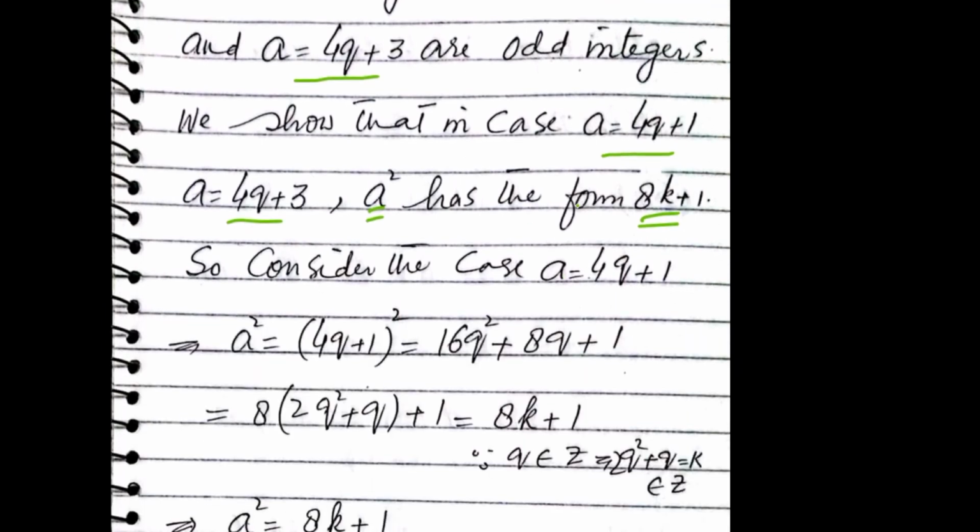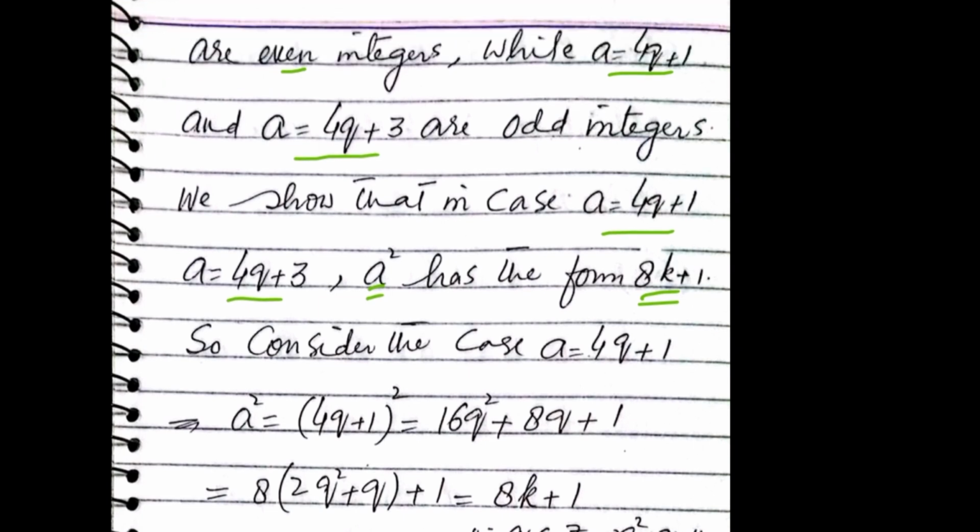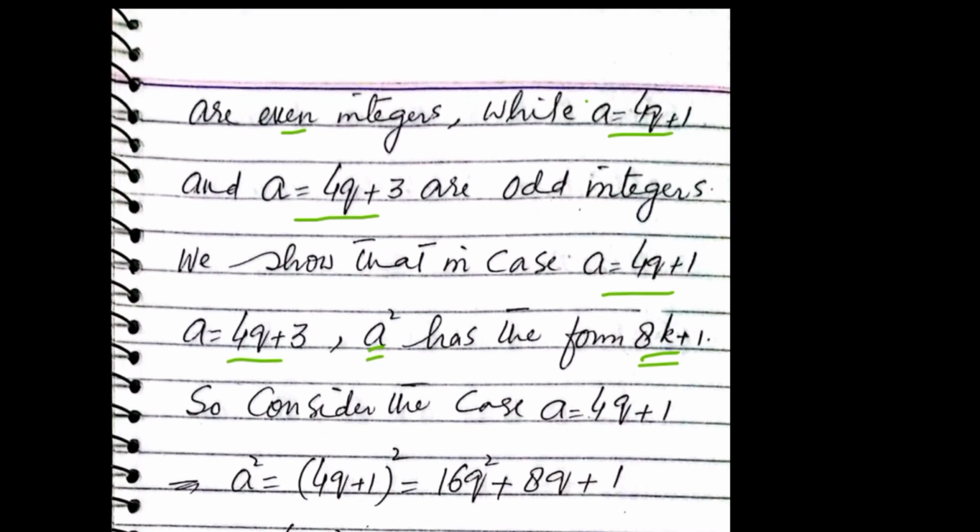So your proof starts from here. You can start your proof from here. You can write, suppose a is of the form a = 4q + 1 and a = 4q + 3. Then we show that its square is 8k + 1.